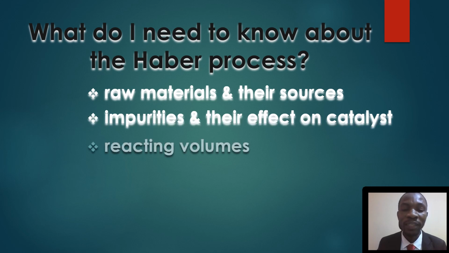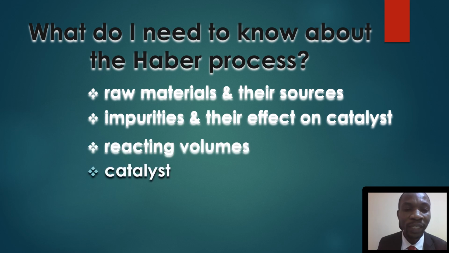The other thing is the reacting volumes. The reacting volumes are simply the mole ratios. The reacting volumes are also going to be equal to the mole ratios. So you should know how many moles of nitrogen combine with how many moles of hydrogen. Or in other words, you should know how many volumes of hydrogen combine with how many volumes of nitrogen during the process.